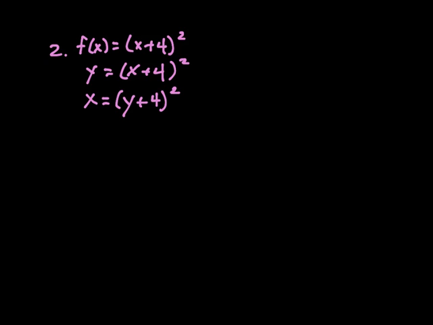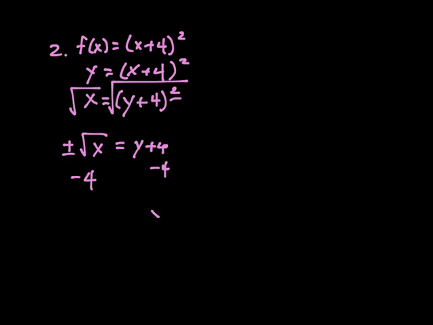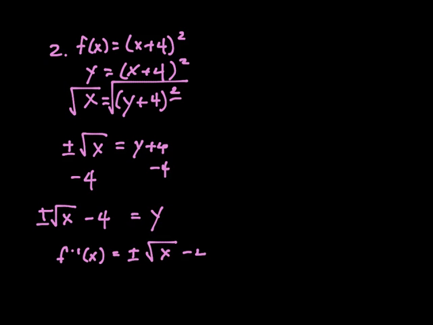Now I'm going to swap out the x's and y's. Here I have a square, so I'm going to square root both sides to simplify that 2 into 1. So on this side I have y plus 4 now. On this side I have plus or minus the square root of x. I still have not finished isolating y, so I'm going to subtract 4 from both sides. So y equals plus or minus the square root of x minus 4. So our inverse is f of negative 1, x equals plus or minus the square root of x minus 4.